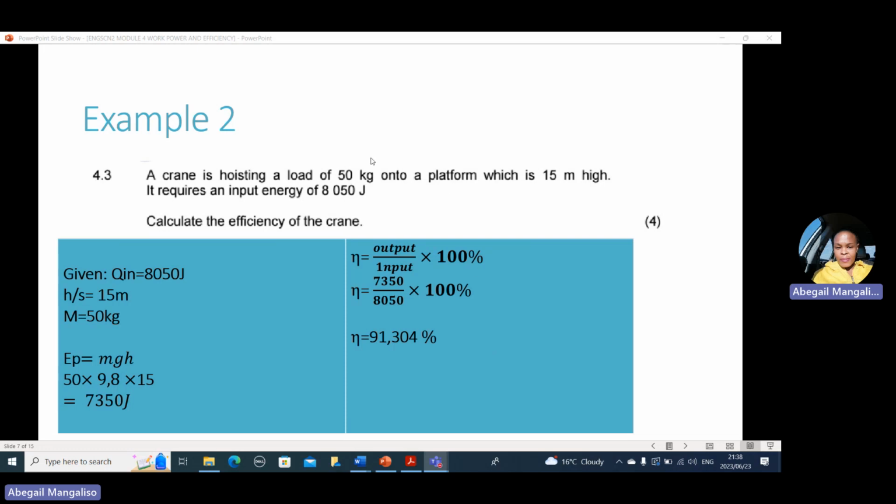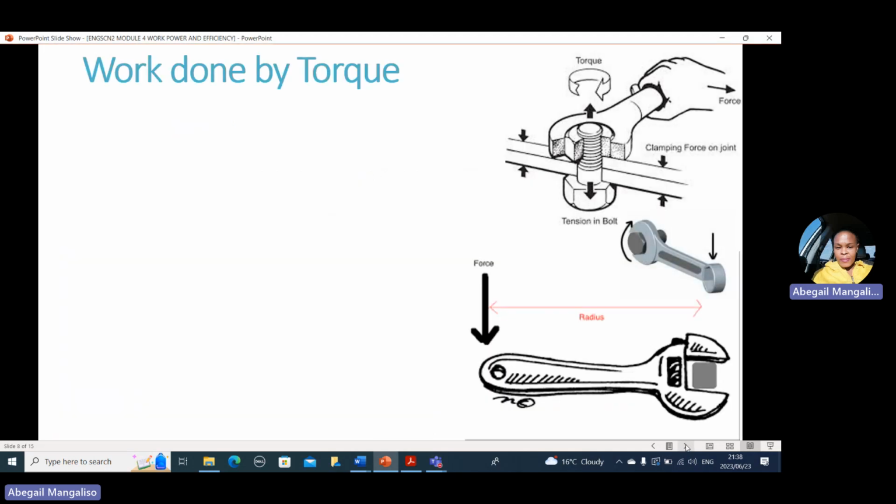So this is the work done against gravity, and the first question was work done on a horizontal plane, both taken from the question paper of April 2021. Our next topic will be the work done by torque.